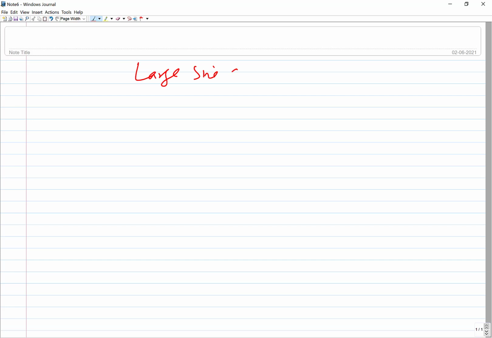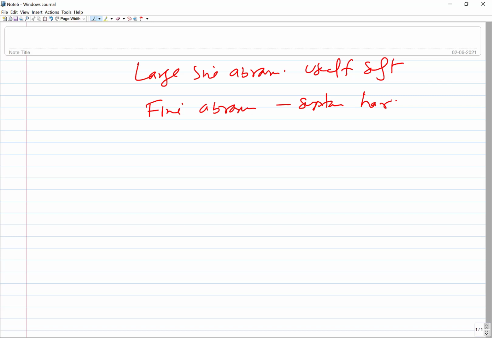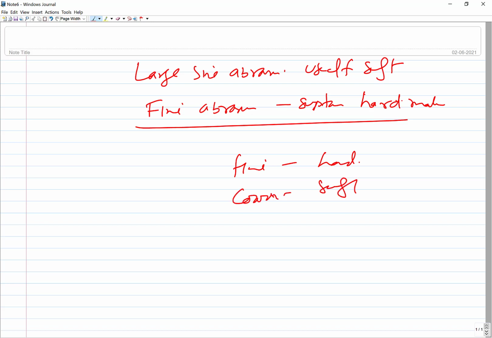Okay, so in a nutshell, what we say: large size abrasives are used for soft metals only because they can sustain the comparatively lower shear stresses which will be acting onto the abrasive. And the fine abrasives can sustain the higher stresses which will be acting during the grinding of hard material. So simply, fine abrasives for hard metals and coarse abrasives for soft metals.